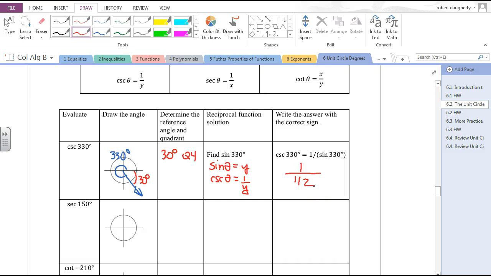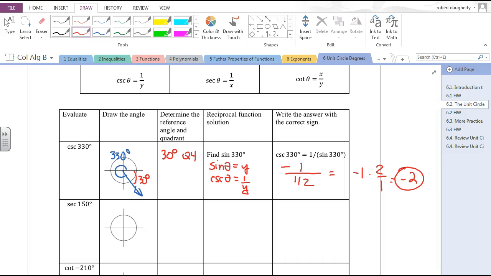And then I'm in the fourth quadrant. What's the value of sine in the fourth quadrant? It's a negative number. So what is 1 divided by 1/2? When you divide by 1/2, that's the same as multiplying by 2, right? Come on, guys. Dividing by fractions, multiplying by its reciprocal. This number is -2, okay?